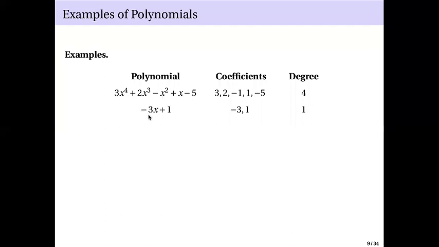Okay, another example here, it's -3x plus 1. So the highest power of x is 1. That's the degree of the polynomial. This is written in standard form. So we write the coefficients as -3, 1.